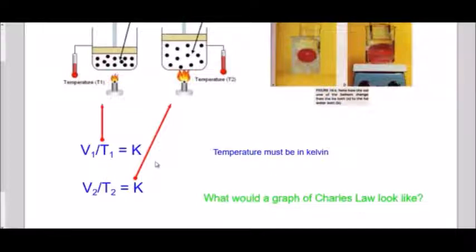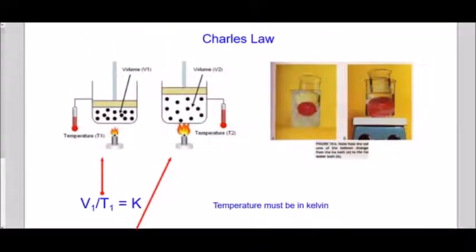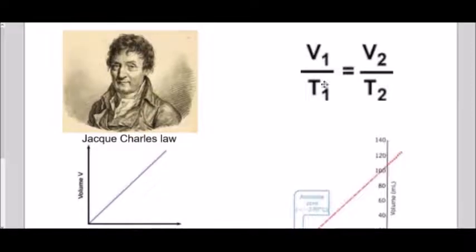Again, we're very rarely interested in what the constant is. We're more interested in the new volume or the new temperature. So because these are constants, we can set them equal to each other like we did with Boyle's law. And what Charles' law looks like then is in the upper right-hand corner. These temperatures, I must caution you, have to be in Kelvin.